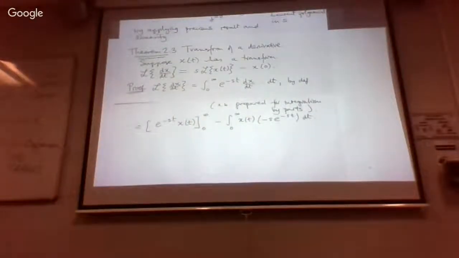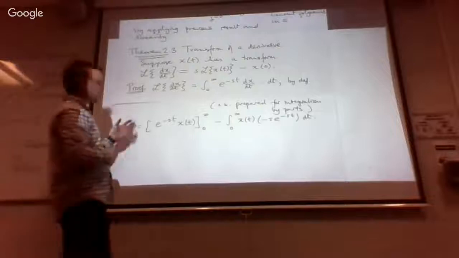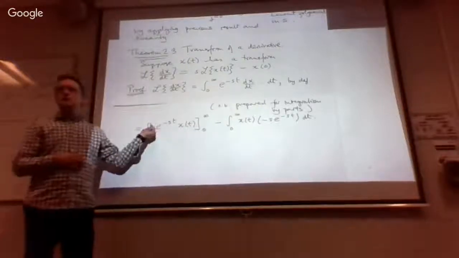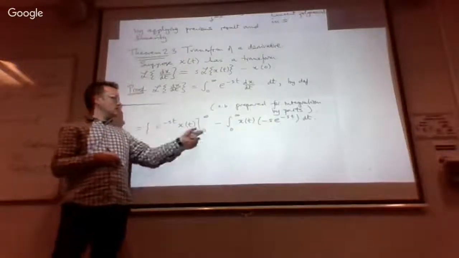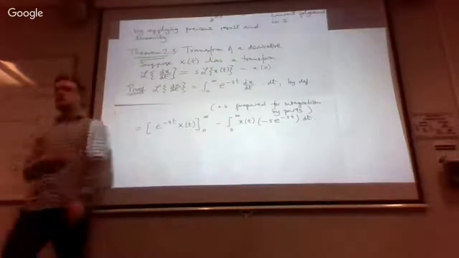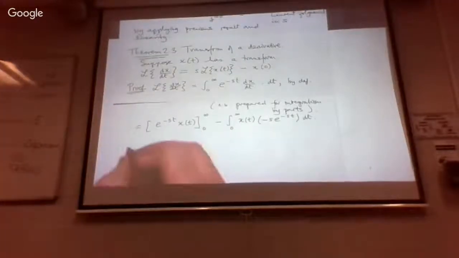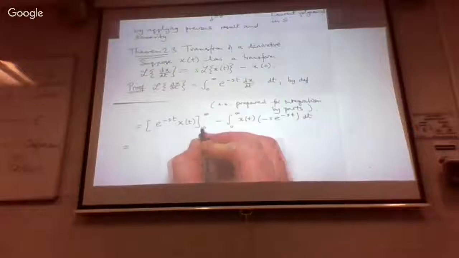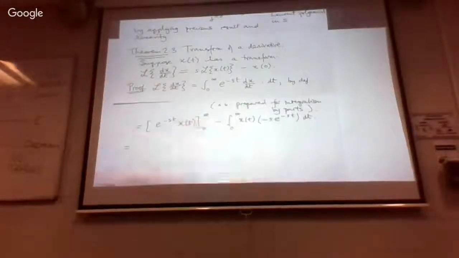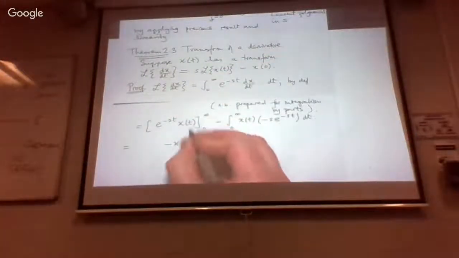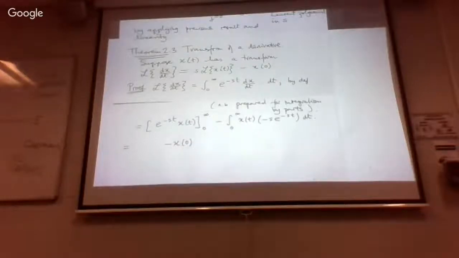So that's the application of integration by parts. We just deal with the various bits here. We have to evaluate the square bracket. We can evaluate it at t equals 0 easily enough. When you evaluate it at t equals 0, you get minus e to the 0. E to the 0 is 1. And you get x of 0. So you get minus x of 0 there.